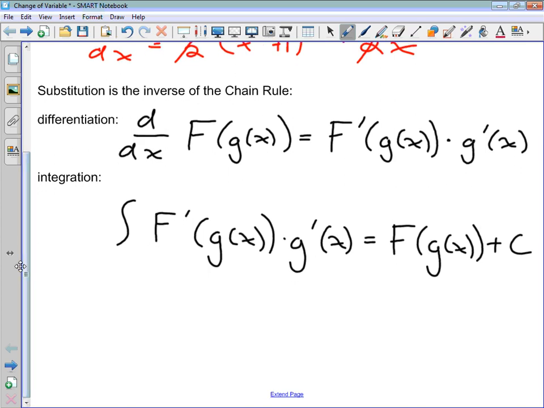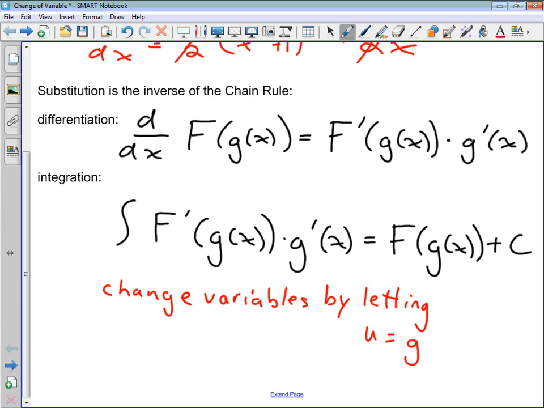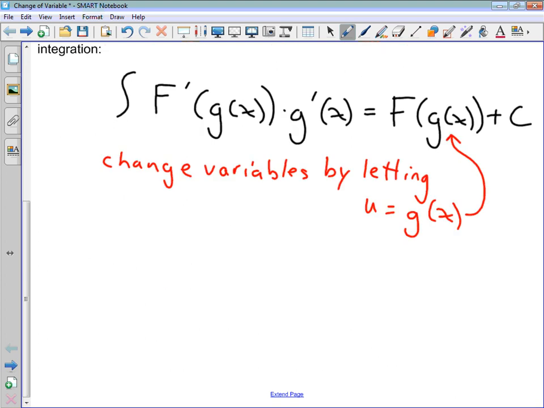The way we make this integral easier to do is, as we're doing it, we are going to change variables by letting some other variable, usually u, stand in for this inner function g at x. Okay. So we define a different function that is not a composition of two functions. It'll be a function of a single variable by substituting in for that inner function. Okay.